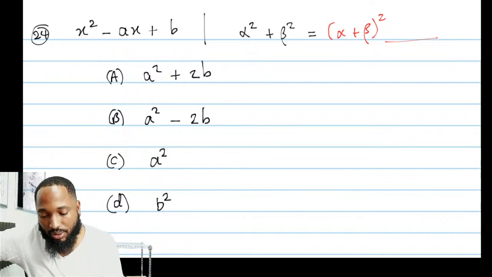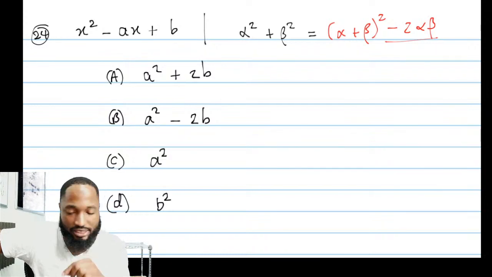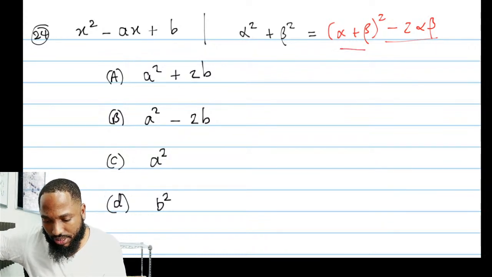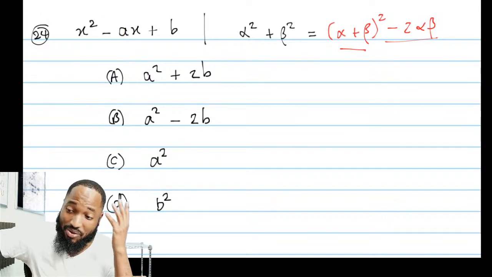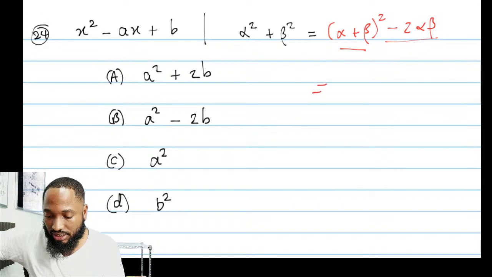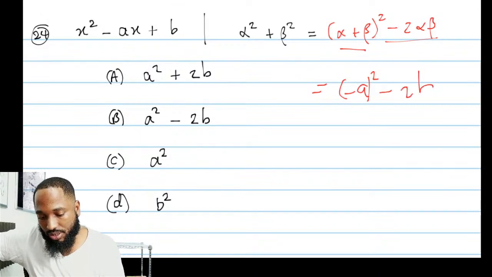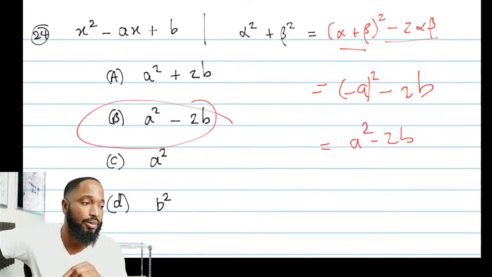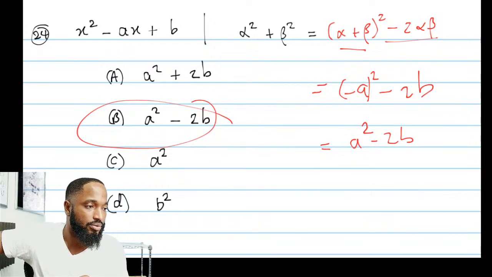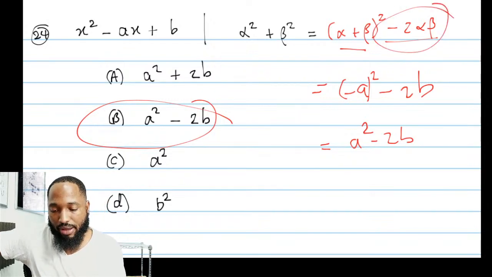Minus 2 alpha beta, right? So minus 2 alpha beta. So this answer is B. Everybody getting B? So alpha plus beta squared, that's that. Hey, it's squared, so you need to worry about the negative sign. So it is equal to A squared minus 2 alpha beta. Product is B, so A squared minus 2B is B. Yep. So don't forget it's minus.